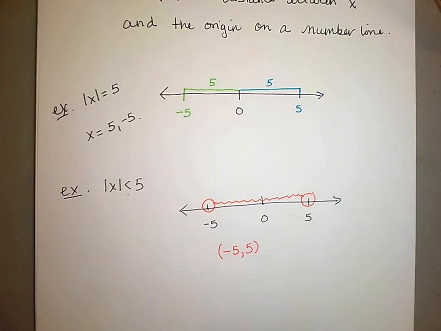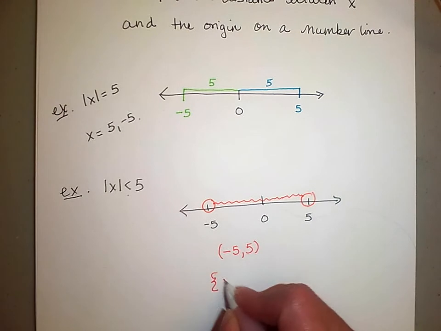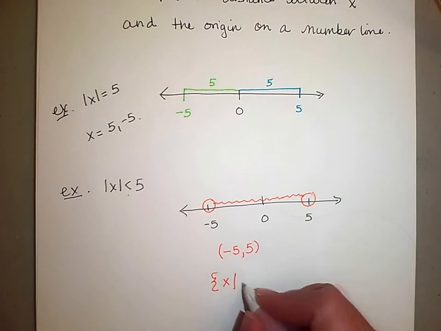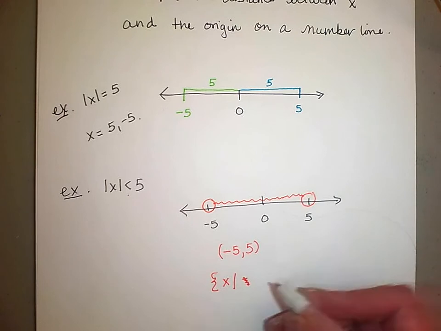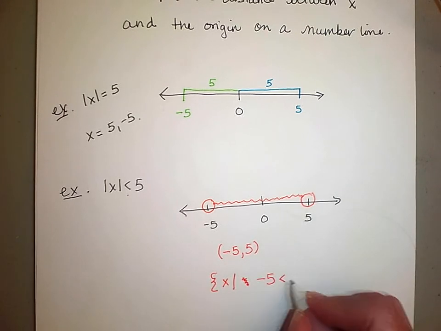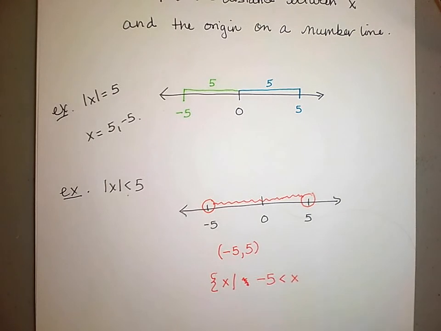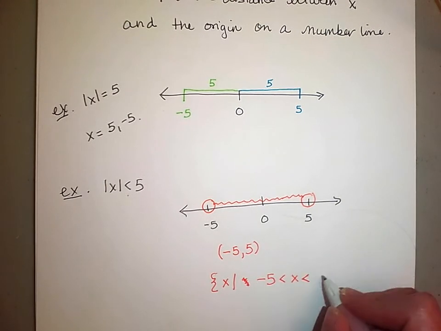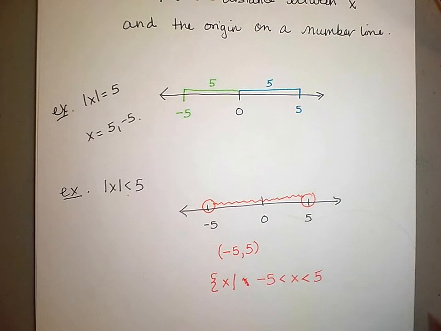If we were to write that in set builder notation, it'd be the set of all x such that, well, we put the lower value here, negative 5. x has to be greater than that, or less than 5.